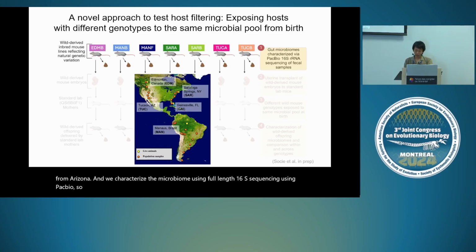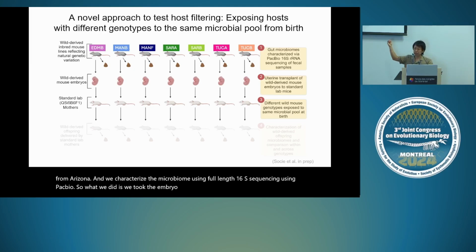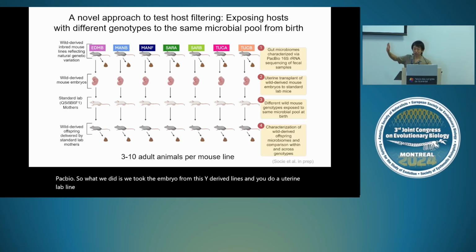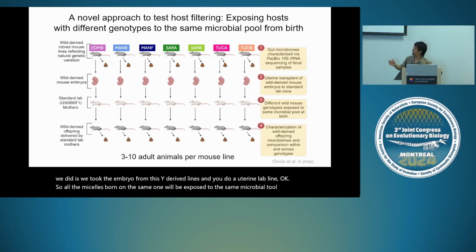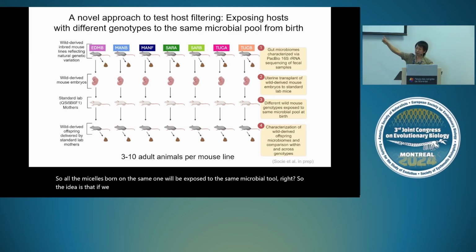What we did is we took the embryo from these wild-derived lines, and you do a uterine transplant to a common lab line. Okay? So all the mice that were born under the same mom will be exposed to the same microbial pool, right? So the idea is that if we see any differences in the microbiome for the post-transplant animal, it must be due to differences in host genetics.